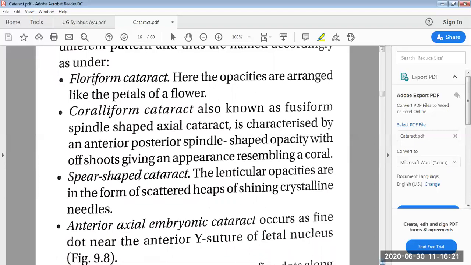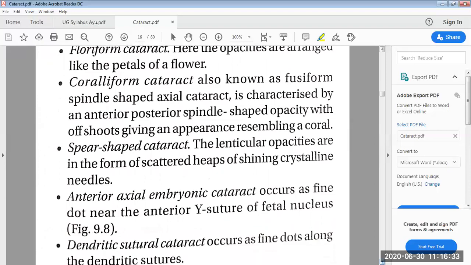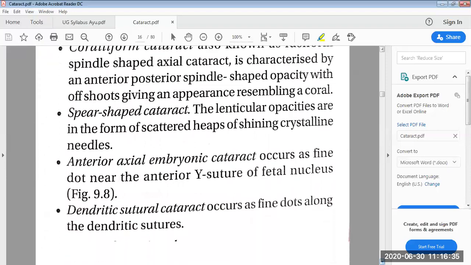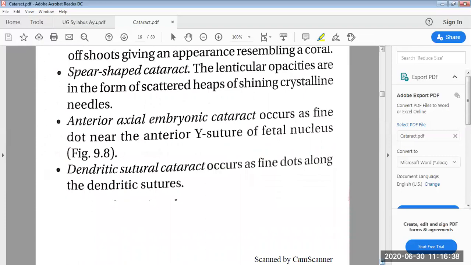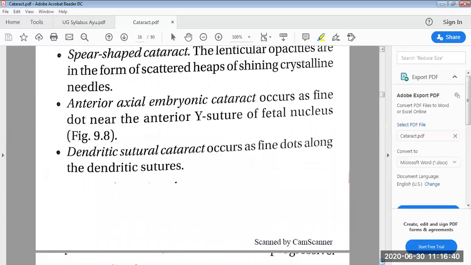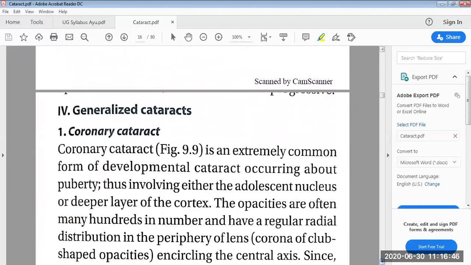Then next is the spear shaped cataract. The lenticular opacities are in the form of scattered heaps of shining crystalline needles. The next is the anterior axial embryonic cataract, which occurs as fine dots near the anterior suture of fetal nucleus. Then next is the dendritic sutural cataract, which occurs as fine dots along the dendritic sutures.